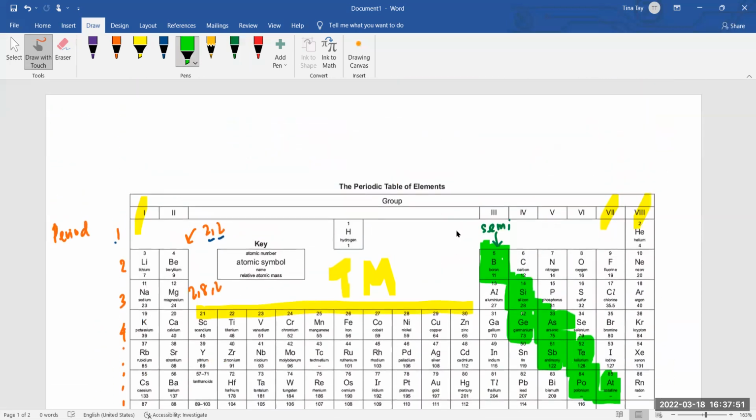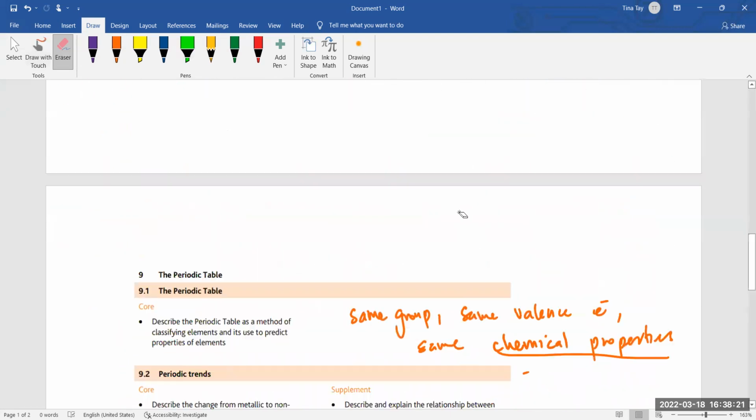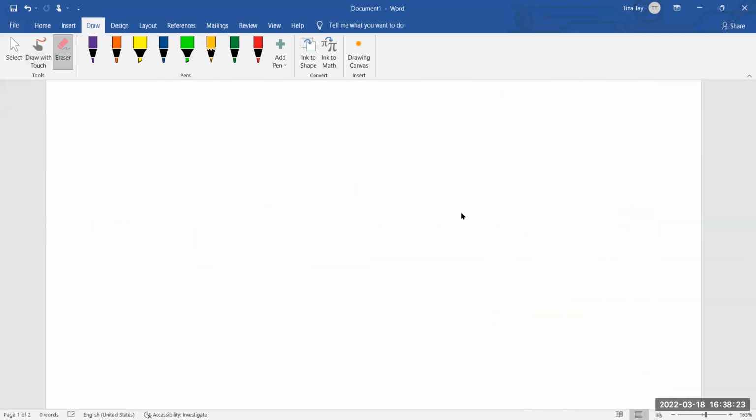As long as it has 1, 2, or 3 valence electrons, it is usually a metal. With 4, 5, 6, 7, or 8 valence electrons, it is considered a non-metal. Okay, please write this part down. What do all metals have?